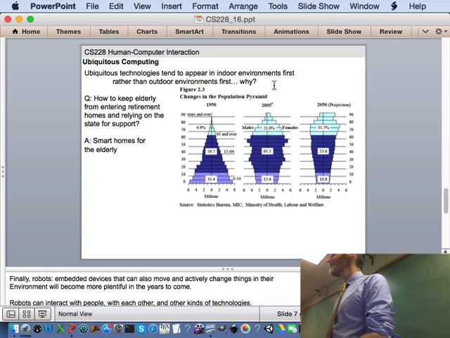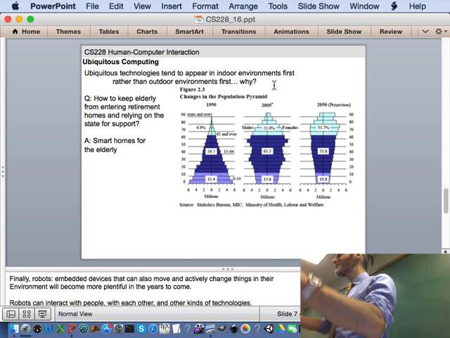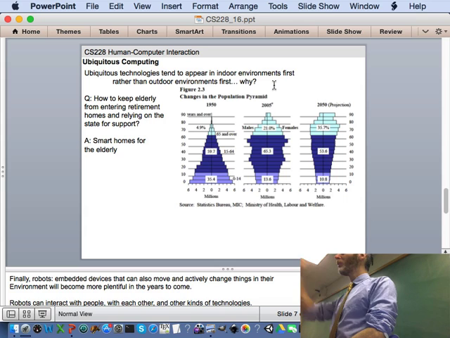So the moment we have machines that are sensing things outdoors, it's much more difficult on the machine to figure out what's going on. So it's easier to deploy machines indoors first and let them learn about classrooms and rooms and houses and hospitals and factories and so on before we move them outside.